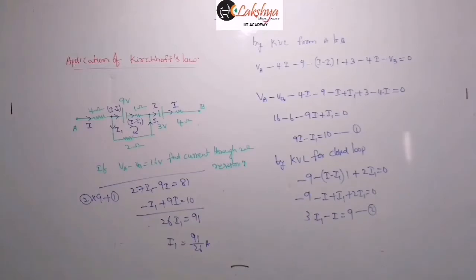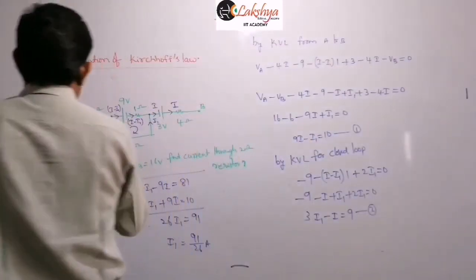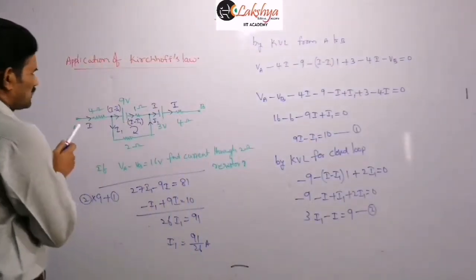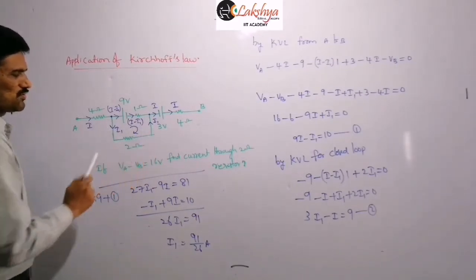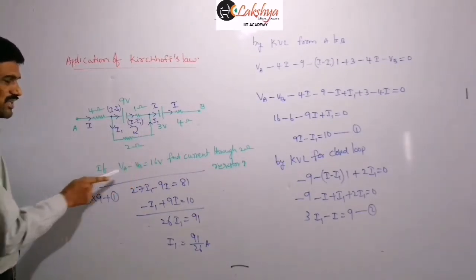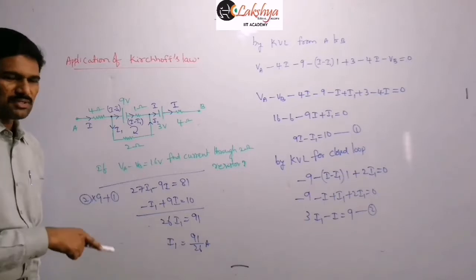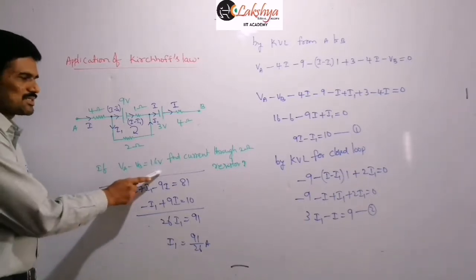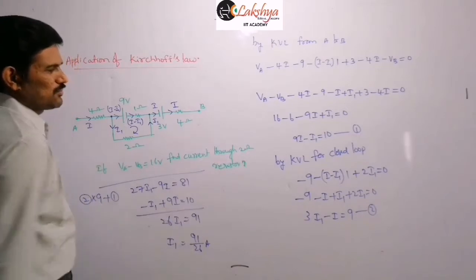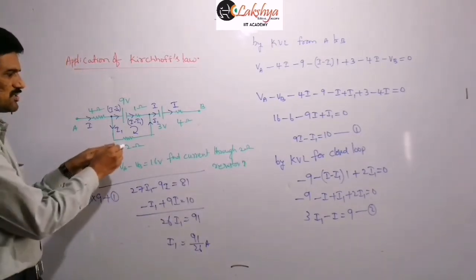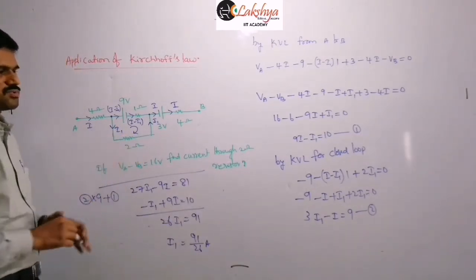Next problem. So here the given data is that this part of the circuit is shown here, and an additional 2 ohm resistance is connected. The potential difference between A and B is given as 16. Now we need to find the current flowing through the 2 ohm resistor, right? That means this is a 2 ohm resistor here, and we need to find the current flowing through it.